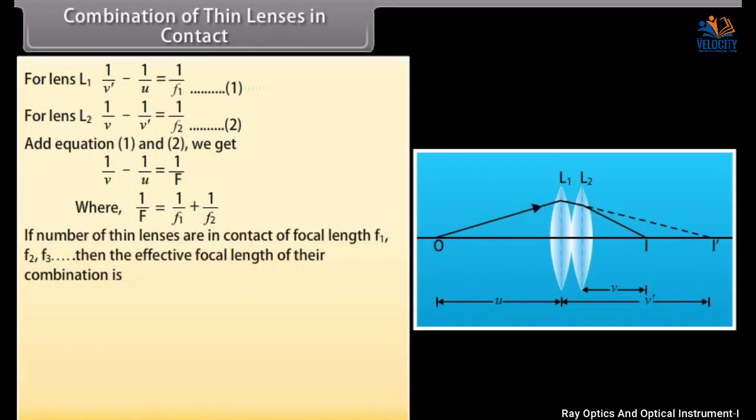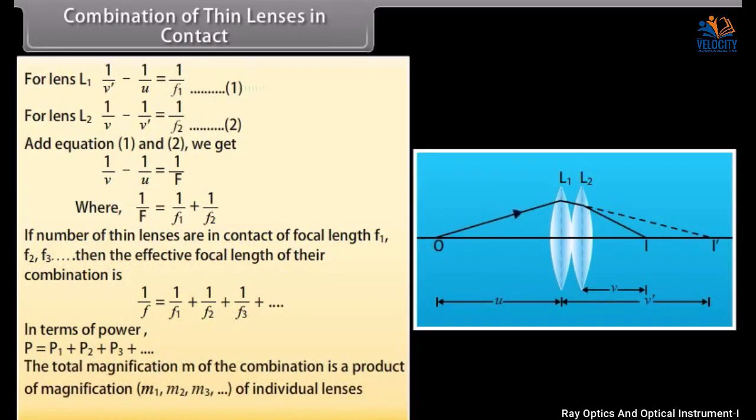If a number of thin lenses of focal lengths f1, f2, f3 are in contact, then the effective focal length of their combination is 1/f equal to 1/f1 plus 1/f2 plus 1/f3 and so on. In terms of power, P is equal to P1 plus P2 plus P3 and so on. The total magnification M of the combination is the product of the magnifications M1, M2, M3 and so on of the individual lenses. M is equal to M1 times M2 times M3.